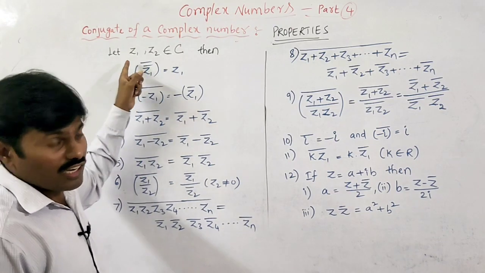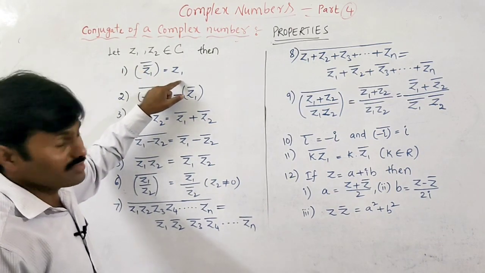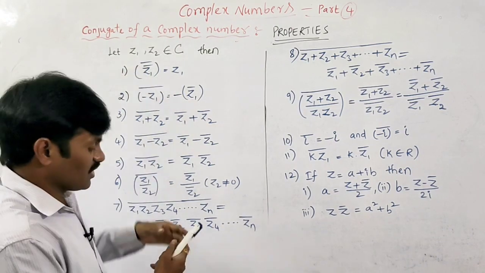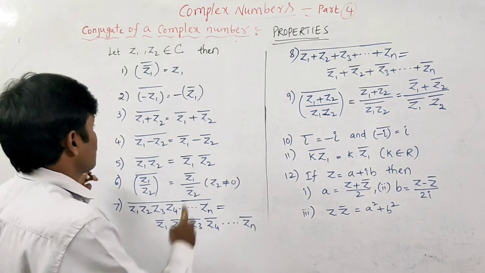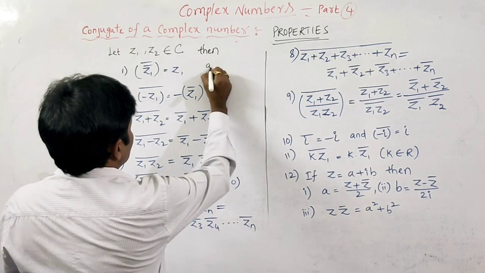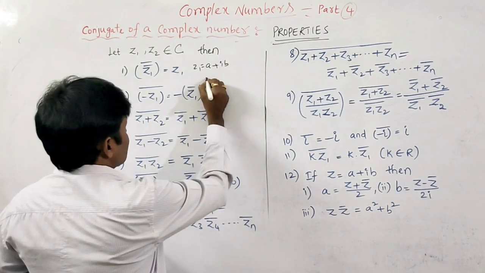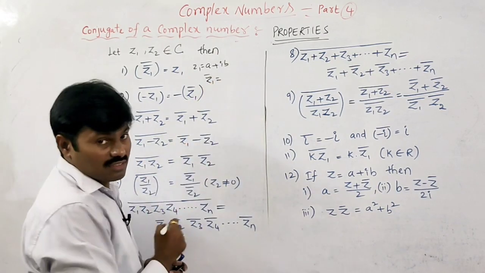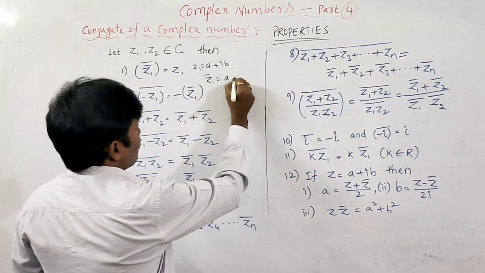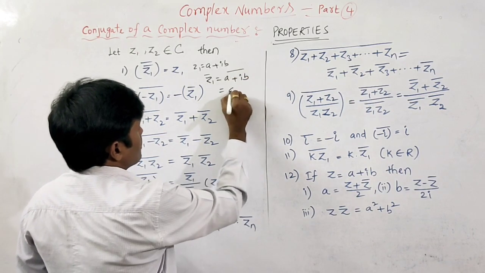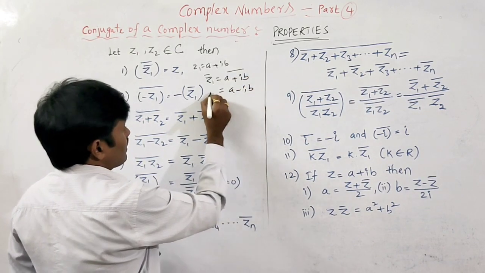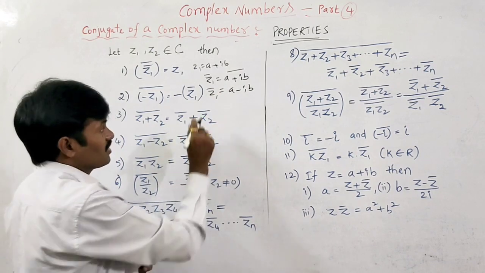Here the conjugate of the conjugate of z1 is z1. See, if you take a conjugate, for example, z1 is equal to a plus ib, then its conjugate, z1 bar, is a minus ib. Again, taking the conjugate of that, it is the conjugate of z1 bar.